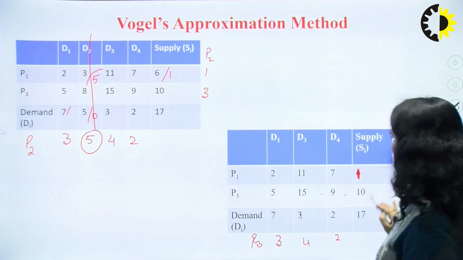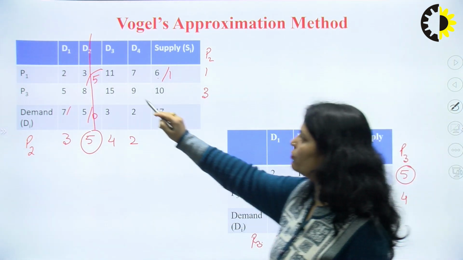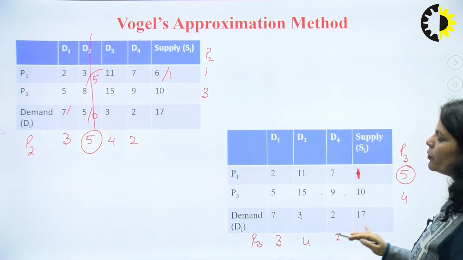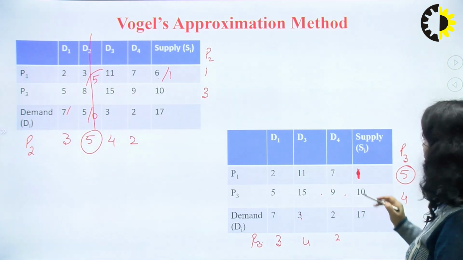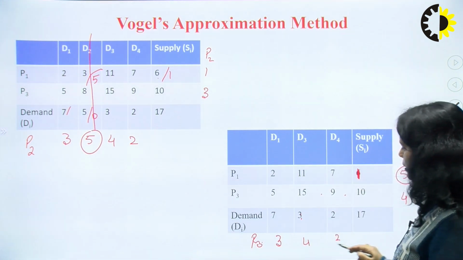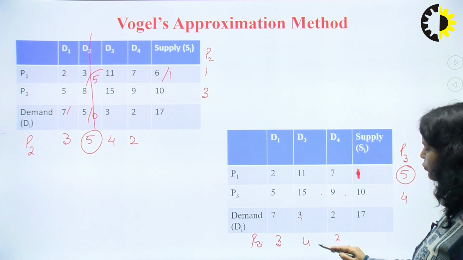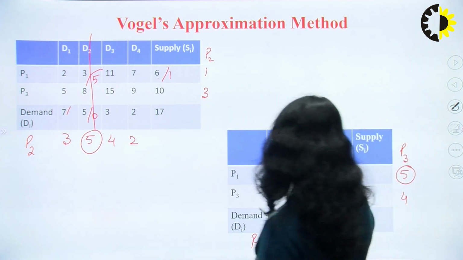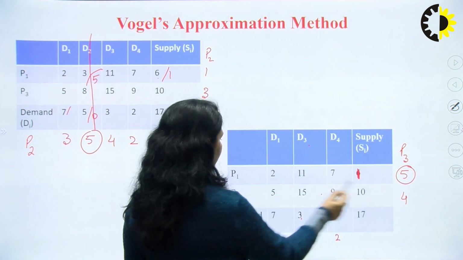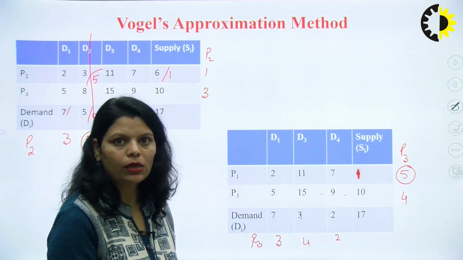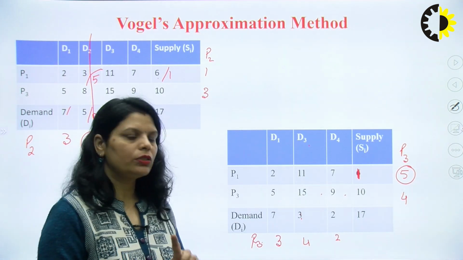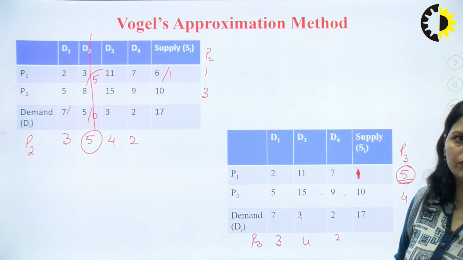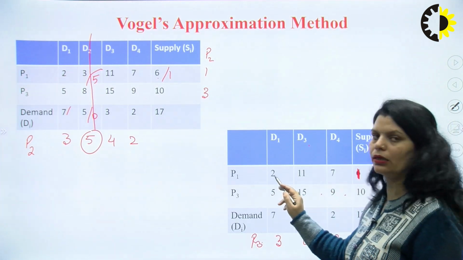Now we come to this. In this matrix you can see we have considered only D1, D3 and D4. So we will provide the next allocation now. We have calculated the penalty here. It comes out to be 3, 4 and 2 against D1, D3 and D4, and it comes out to be 5 and 4 against P1 and P3. So now we will select the penalty which has the maximum value, and we can see here this one is the maximum value. So the next allocation will be provided against this row.